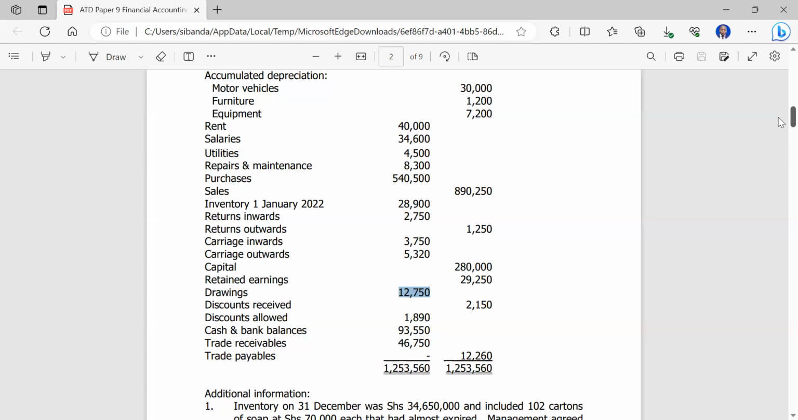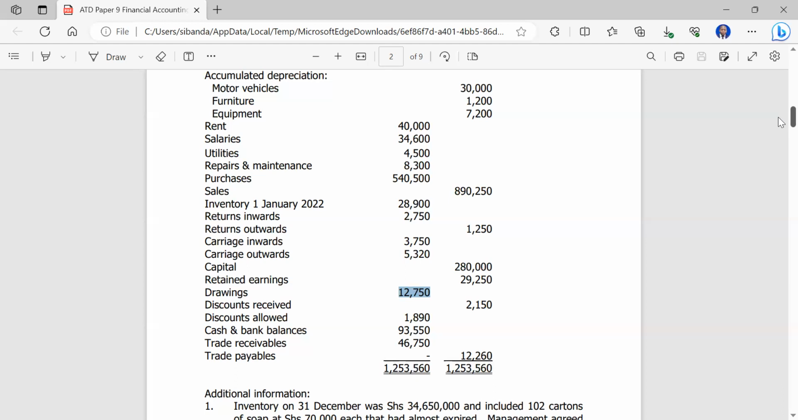Okay. So then we have discounts received. Discount received is an income because it is us that are receiving. The key word here is receiving. So it is an additional income: after we have gotten our gross profit, we have what we call additional income. That's how we record our discounts received.